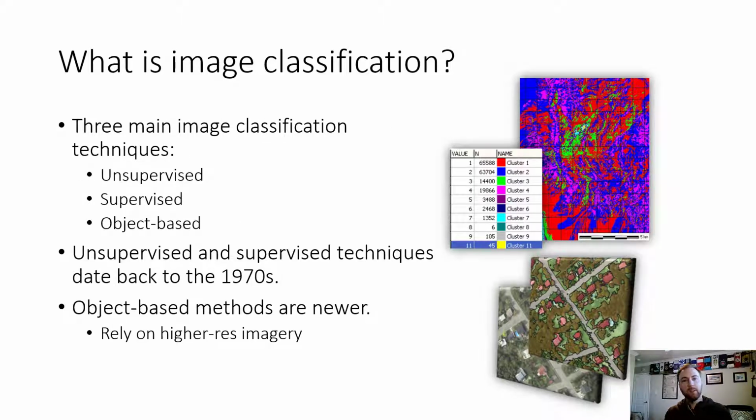There are three main image classification techniques: unsupervised, supervised, and object-based. Unsupervised and supervised techniques date back to the 1970s, sort of in the early proto-era of GIS. Object-based methods are newer, and they rely on high-resolution imagery. So without high-resolution imagery, object-based classification is not possible.